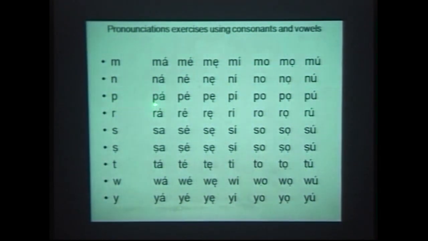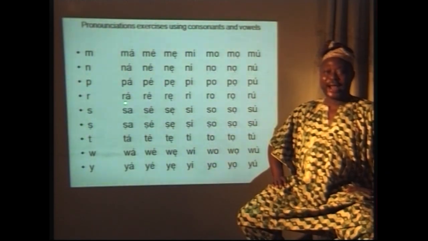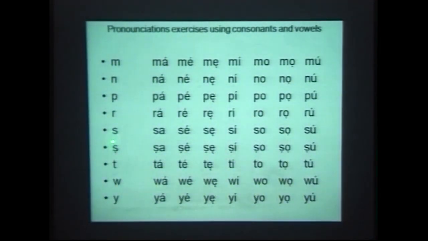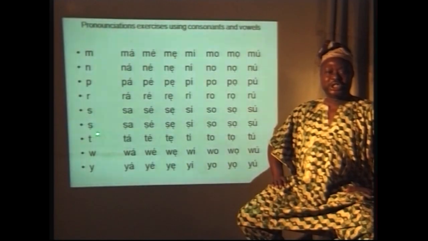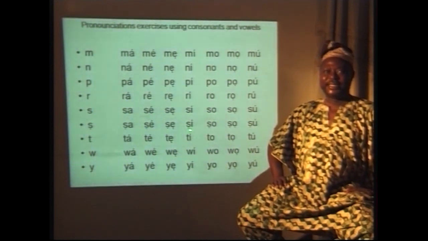P, consonant. Pa, pe, pe, pi, po, po, pu. R, consonant. Ra, re, re, ri, ro, ro, ru. S, consonant. Sa, se, se, si, so, so, su. Sh, consonant. Sha, she, she, shi, sho, sho, shu.